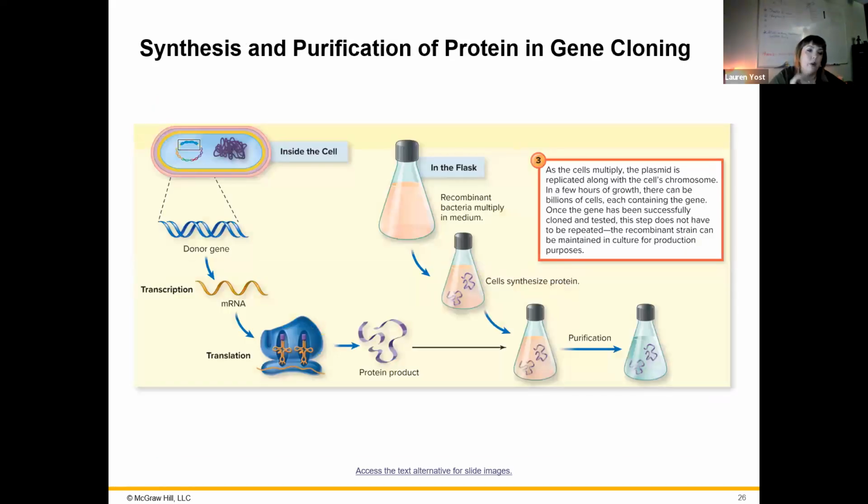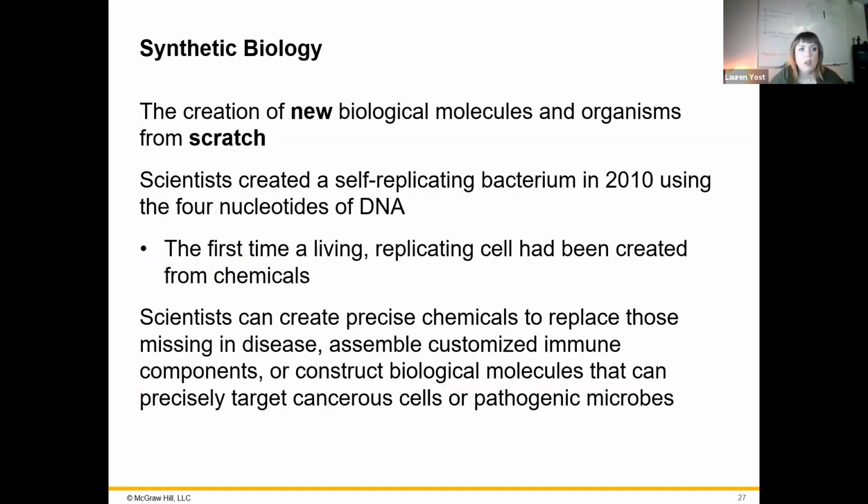And then after we have put it into the cell, that cell will go ahead and read that donor gene and make messenger RNA. So we'll transcribe the DNA. It will make the messenger RNA, translate that into a protein product, and then that can be collected from that flask as it is being produced by the bacteria. Then we can purify that protein out and collect it for whatever studying or production purposes.